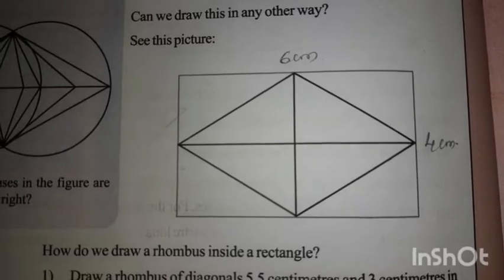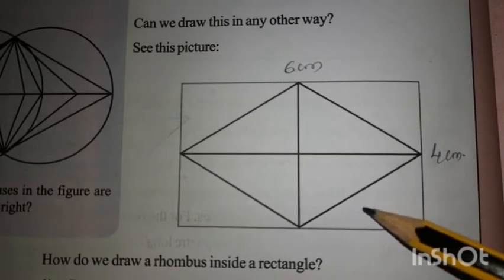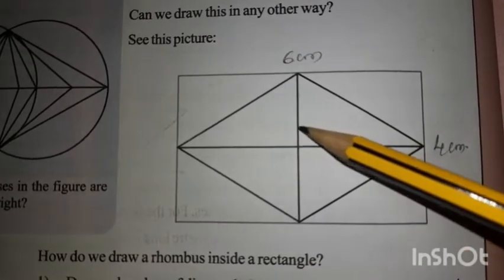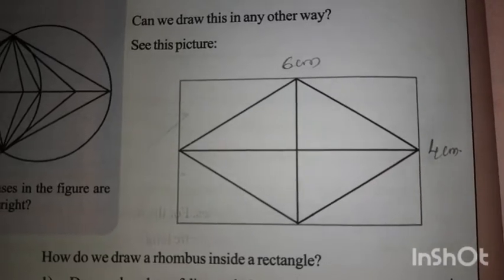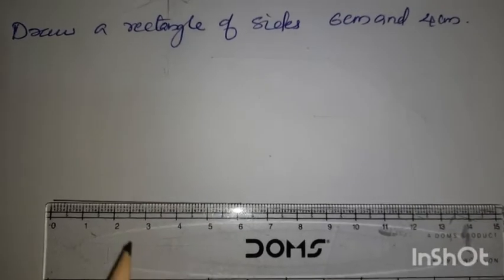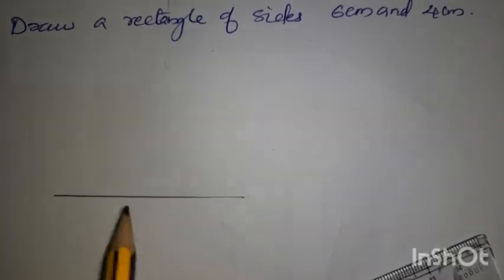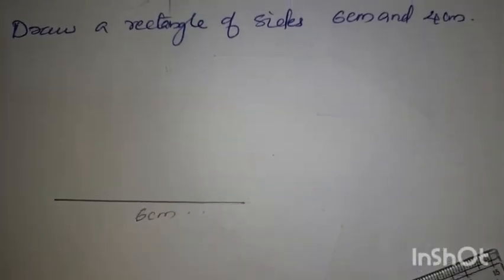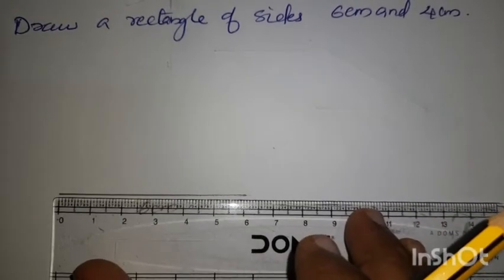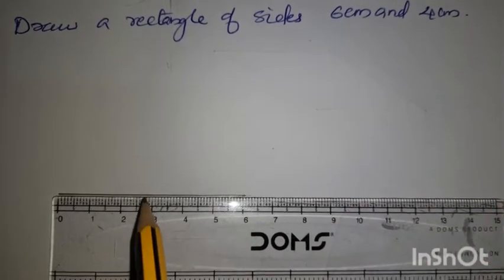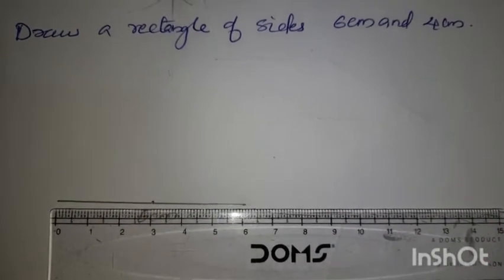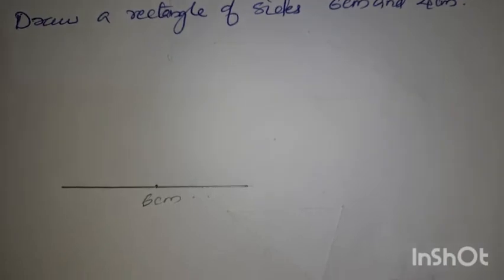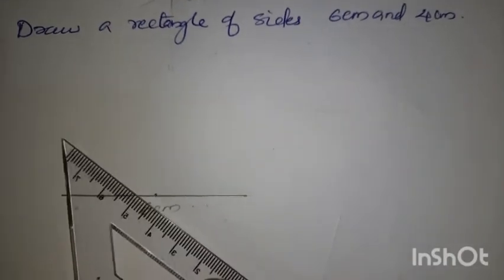How do we draw a rhombus inside a rectangle? So this one we have to draw. So we are drawing a rectangle with 6 centimeter sides. Then you find the midpoint of this line. It is the midpoint. Then 4 centimeter you have to mark on the next side.